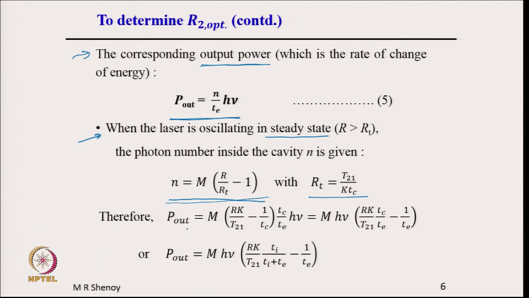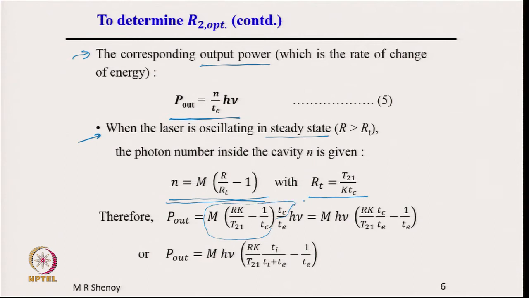Therefore, P out is equal to n h nu by Te. So, multiplying by this n, we just jumped one step, m h nu by Te, and this R by RT minus 1 is R by RT, RT is T21 by KTC. So, T21 in the denominator, K is into Tc, Tc has been taken out, and therefore, it is 1 minus Tc here, because there is a Tc which has been taken out, and therefore, this whole term, please see that this whole term is now nothing but n.